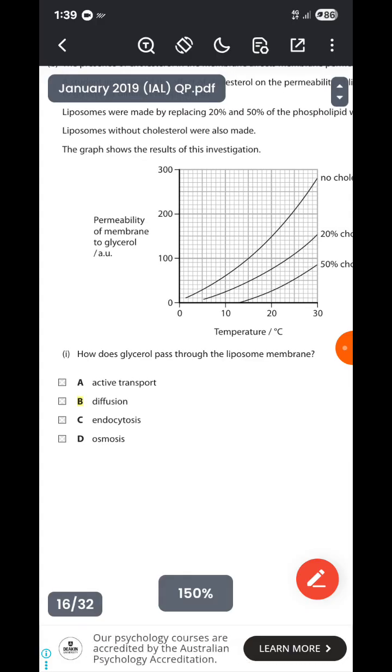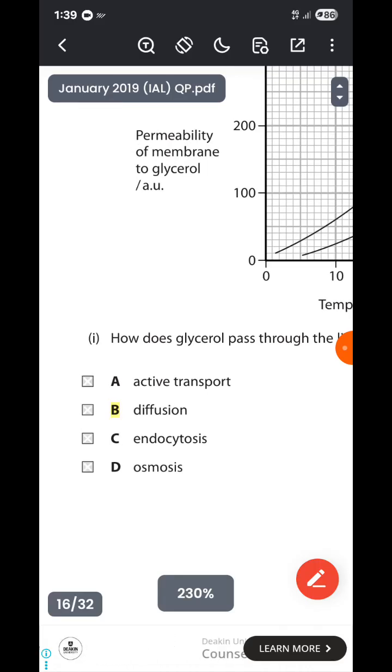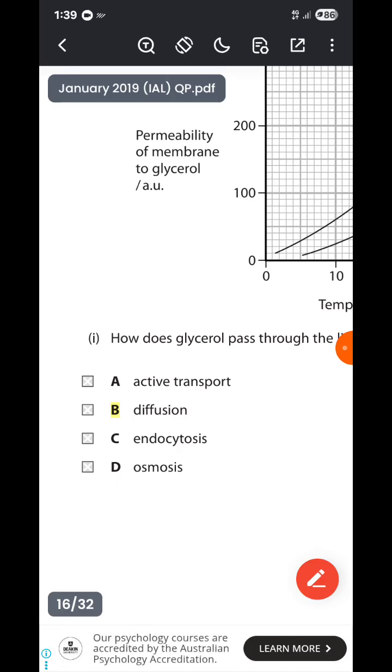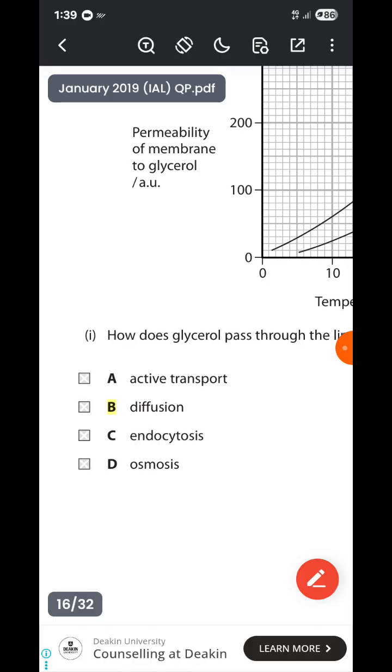How does glycerol pass through the liposome membrane? So it's B. Why is it B? Because we cannot take endocytosis or osmosis. Just forget about that. The problem is between active transport and diffusion. At first, at a glance, when I was answering this question, I thought it was active transport, because it's glycerol, it's a substance, okay? I thought it was active transport, because mostly between membranes, it's active transport.